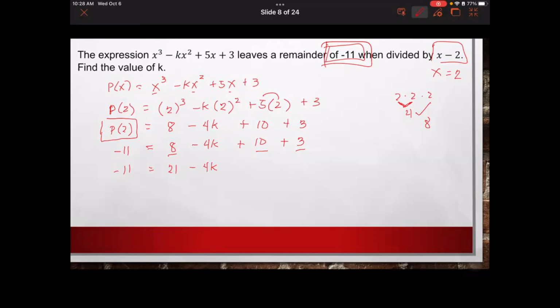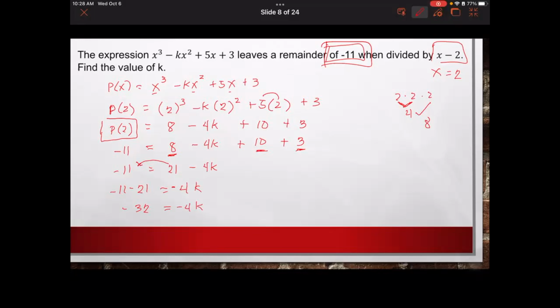Okay, so magkakaroon tayo na negative 11 minus 21. Saan galing ang 21? That will be from 8, 10, and 3. Yan yung simplify. Inadd lang natin. Tapos yung minus 4k, just copy. And what are we going to do with the 21? So, lipat natin dito. So, magkakaroon tayo negative 11 minus 21 is equal to negative 4k. Then, simplify natin negative 11 and negative 21. This will be negative 32 is equal to negative 4k.